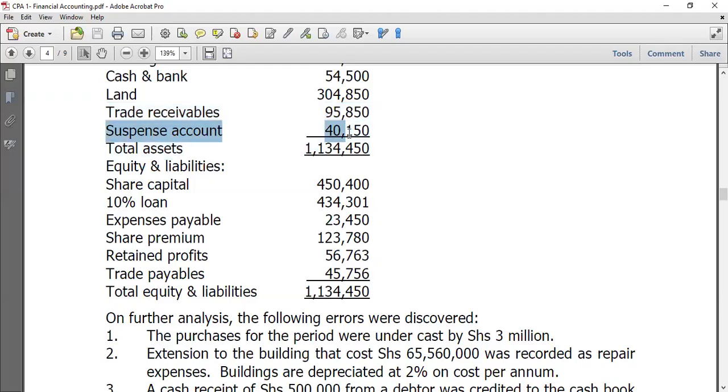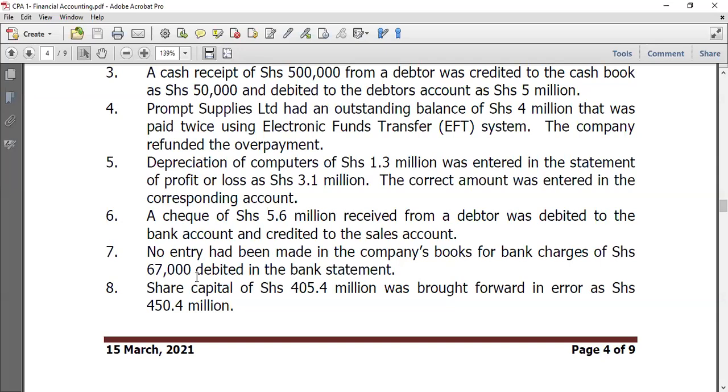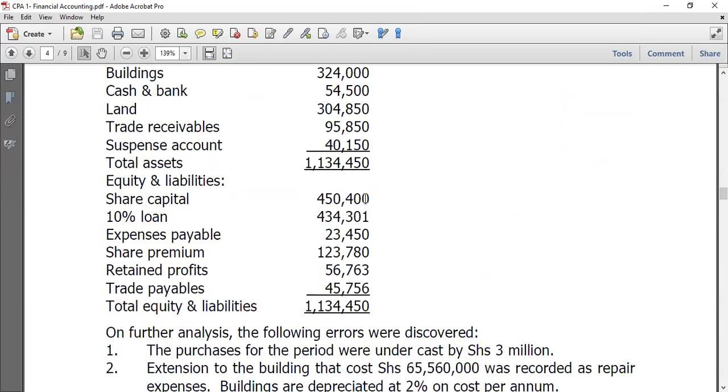The next thing, suspense account, this will no longer appear. Okay. Share capital, how will it be affected? We had something with share capital. Remember, they told us that share capital was brought forward as 450, but should actually be this. So it means that your new share capital value under your equity should actually be the right figure, 405. So you just come and correct it accordingly there. Then 10% loan, this one didn't have any effect. Expenses payable, I didn't see any effect here. Share premium was not affected.